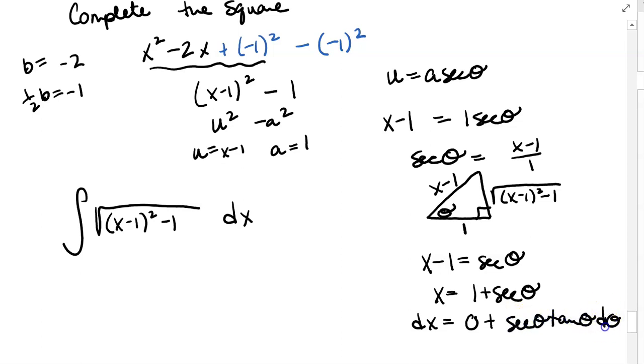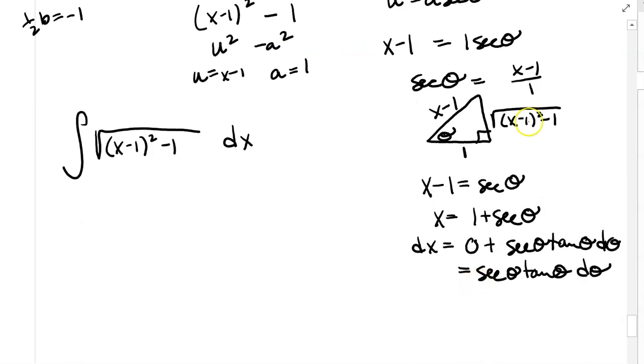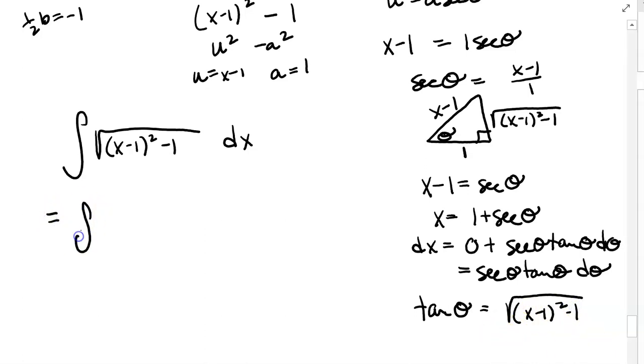D theta, or just secant of theta tangent of theta d theta. And then for the square root, we're going to use the opposite and the adjacent. So tangent of theta is going to be the square root of (x minus 1) squared minus 1, over 1. So this is now the integral of tangent theta times secant of theta tangent of theta d theta. And that's what we're going to be integrating.